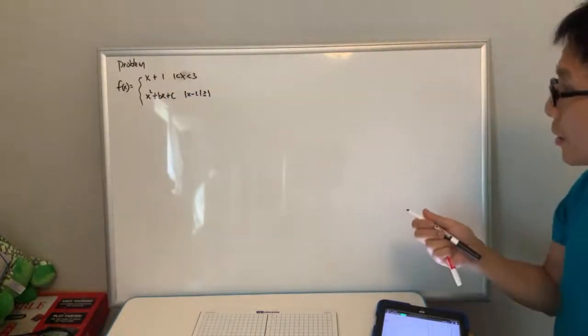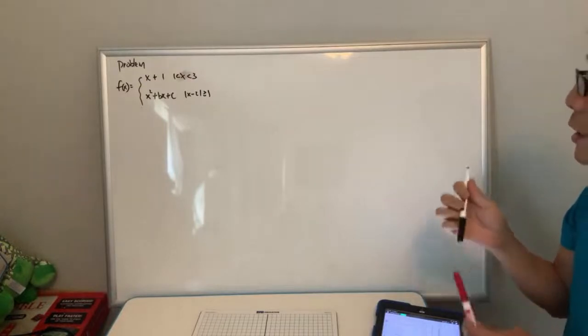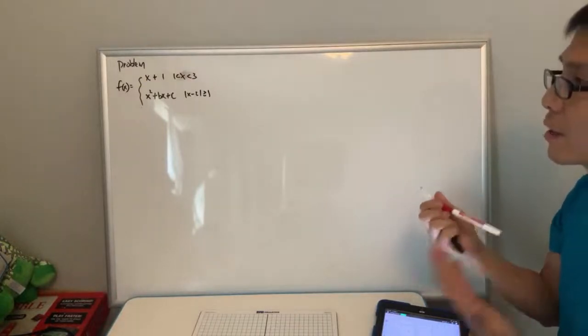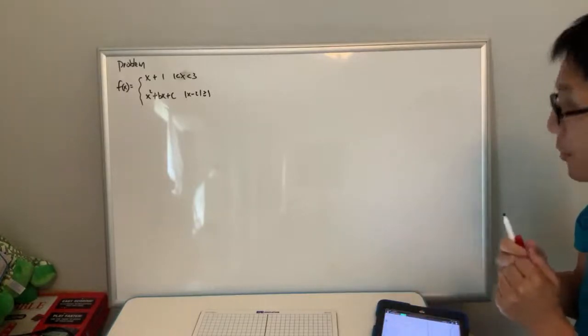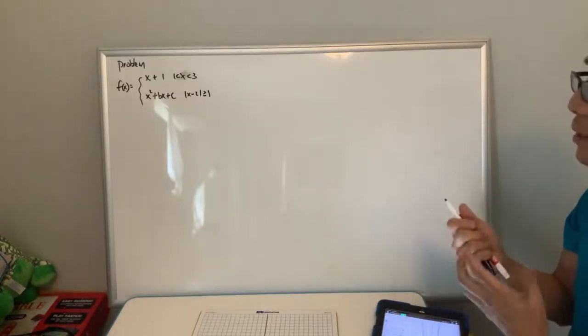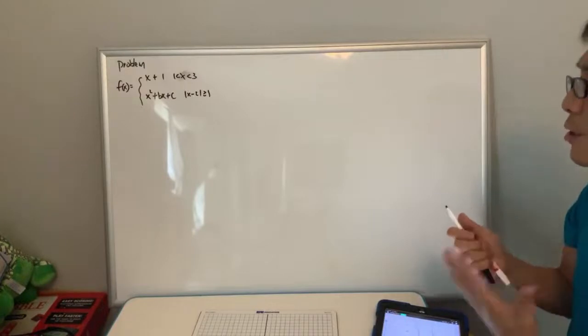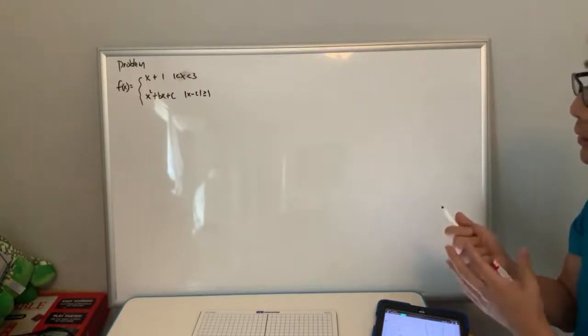So here's a question. How do I make this function continuous by finding b and c, the constants? A lot of people have a hard time understanding this problem. So let's start by seeing what happened.